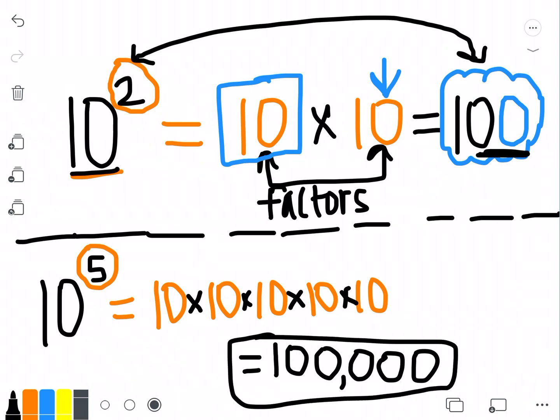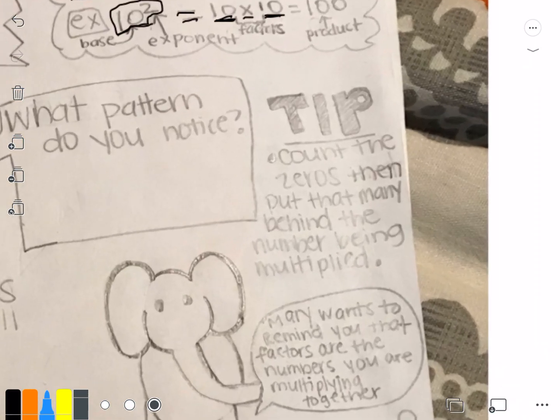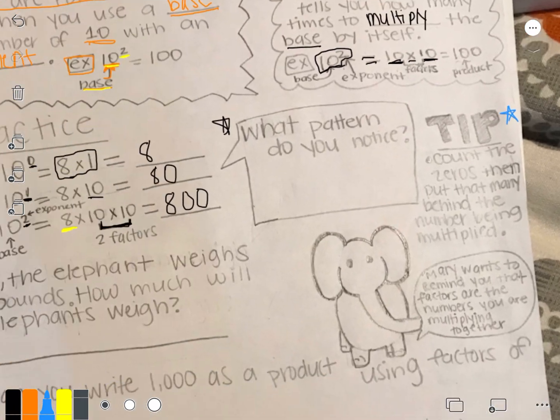Here's your final answer. Go back up and count how many zeros you had in your problem. 1, 2, 3, 4, 5. Everything matches. There's the pattern. The exponent is 5, 5 tens, 1, 2, 3, 4, 5 zeros in your answer. So I'm hoping the pattern's sticking with you. Plus, I've added the little tip right here in your notes. Ooh, that was a little big. Tip. Count the zeros and then put that behind the number being multiplied.